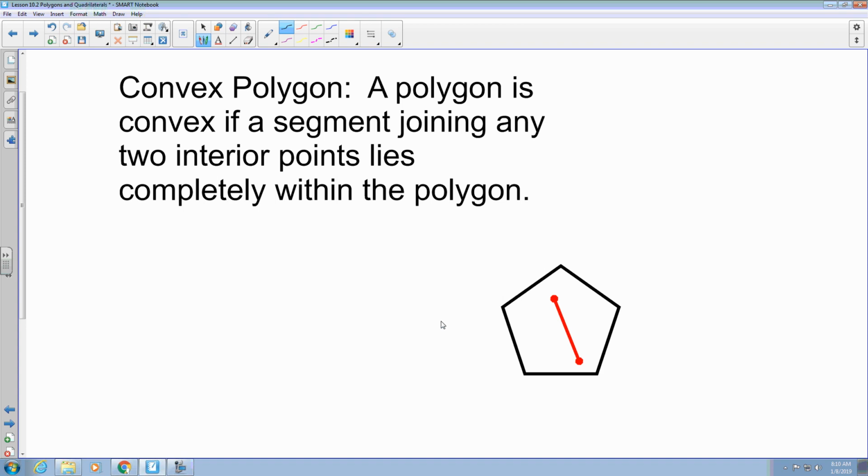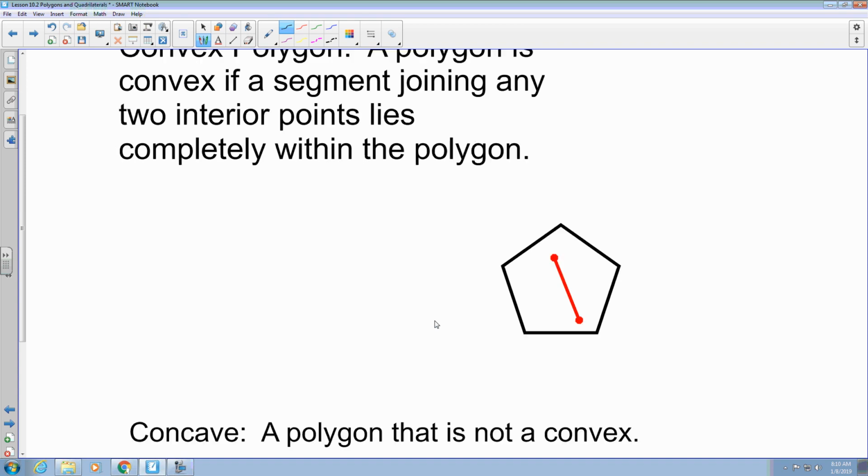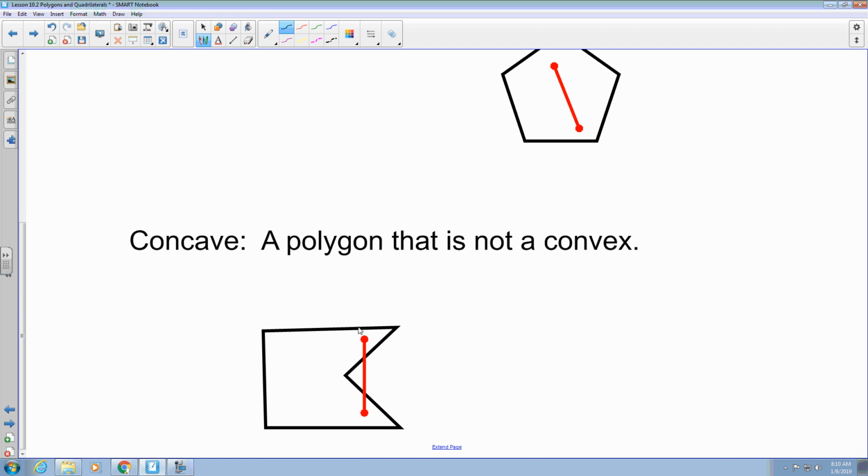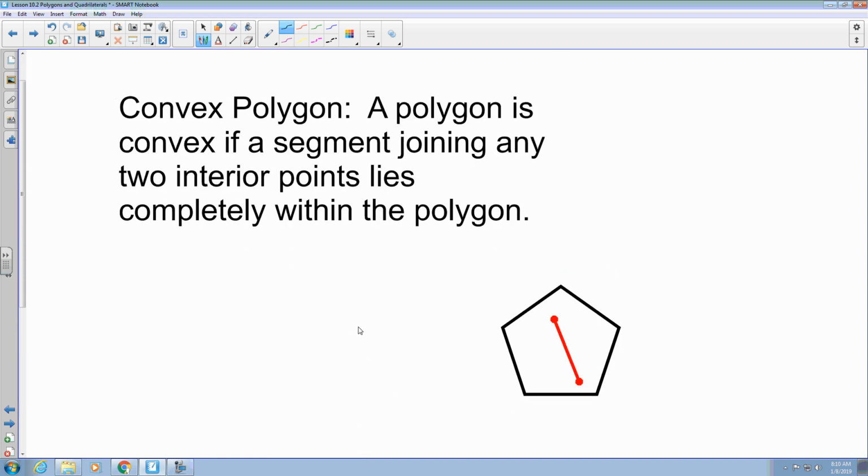There are also different types of polygons that are classified as either convex polygons or concave polygons. So convex polygons, basically I could say this. It says a polygon is convex if a segment joining any two interior points lies completely within the polygon.